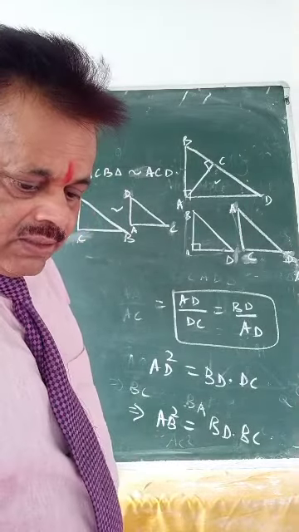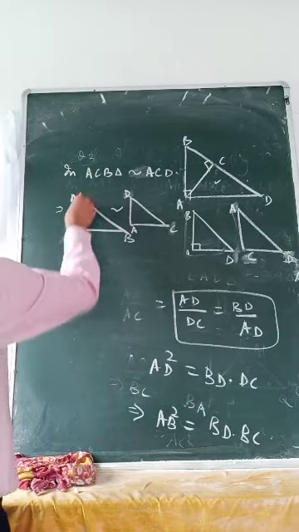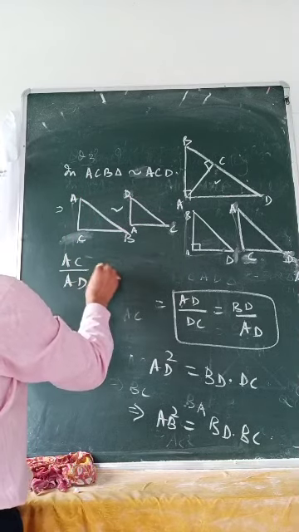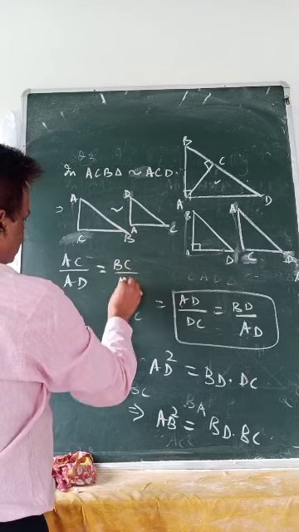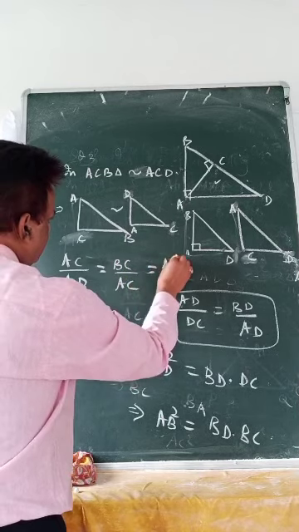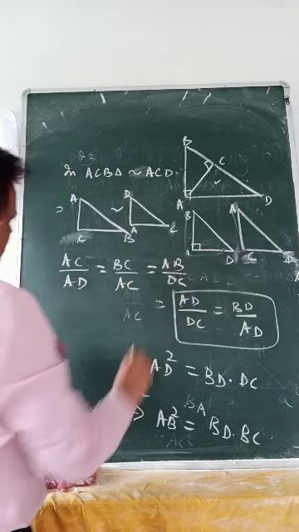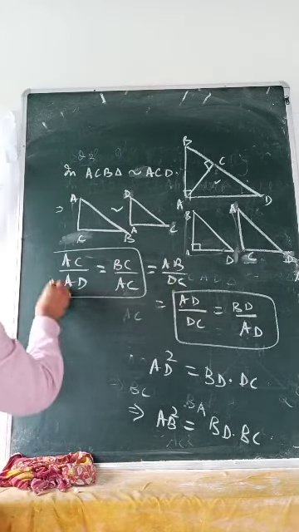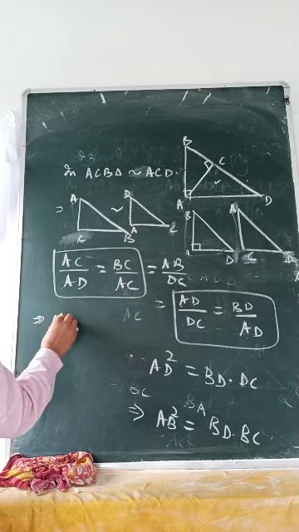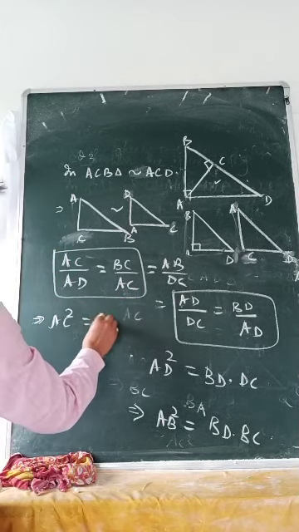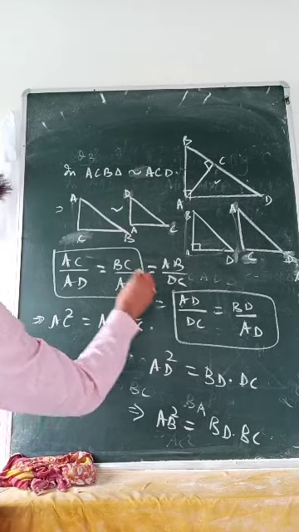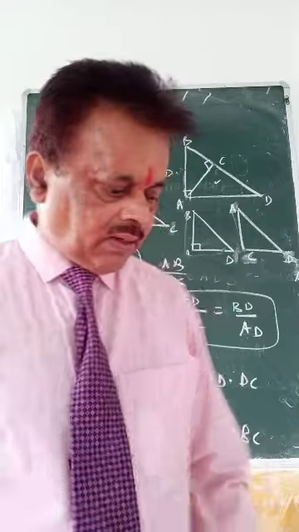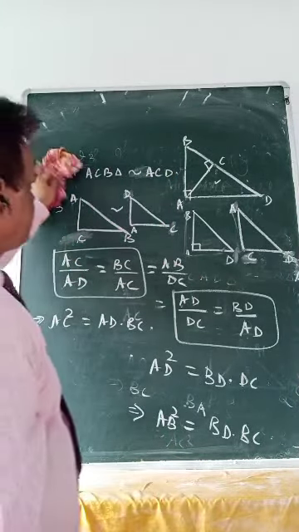Okay, now check. AC by AD, BC by AC, AB by DC. Now look, AC got here, so you can take these two. This implies AC square equals AD into BC. So only similarity you have to take. Okay, now see the next question.